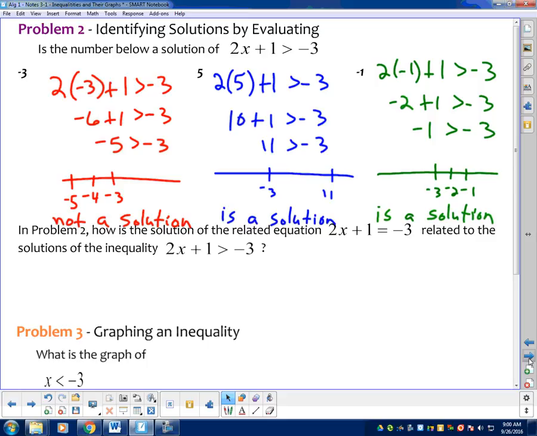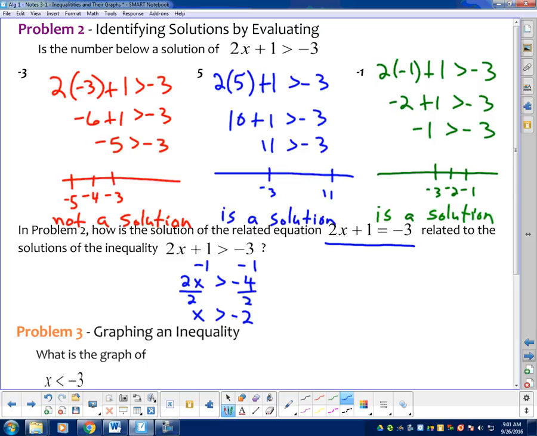This is in problem 2. How is the solution of the related equation 2x plus 1 equals -3 related to the solutions of the inequality 2x plus 1 greater than -3? Well, to answer that, we could actually go through the same process we would in solving this one over here. We'd subtract 1. So 2x is greater than -3 minus 1, which is -4. And then divide by 2. So x is greater than -2. So the solution process is very similar. The solution set is quite different.